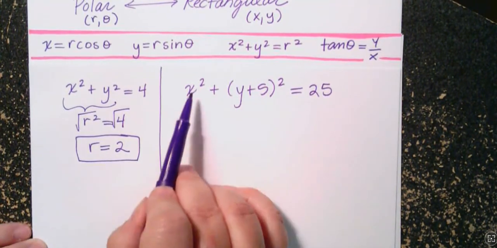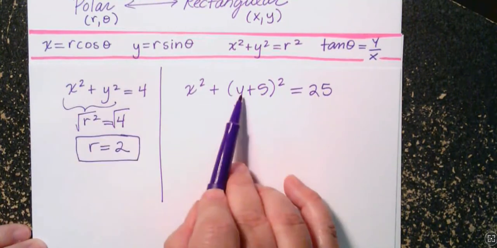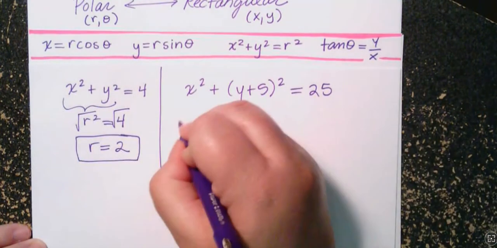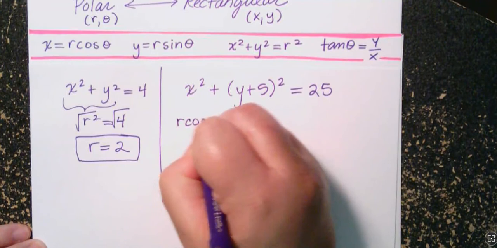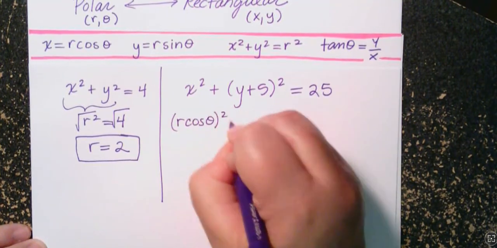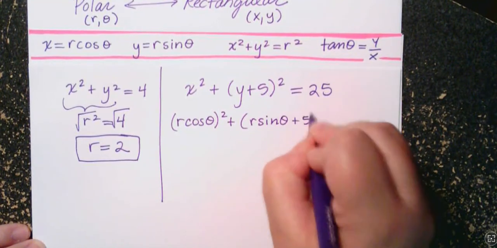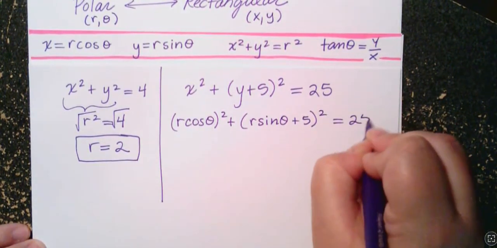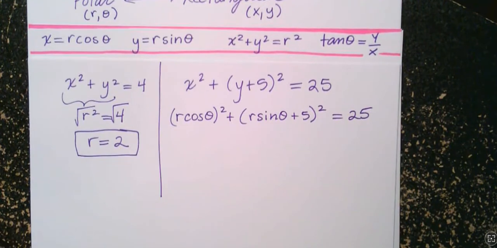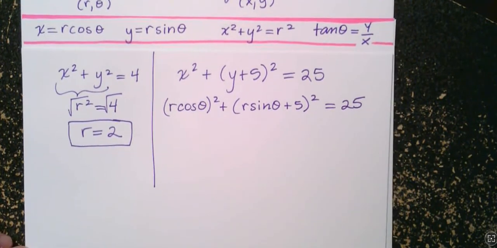So I am going to have to go ahead and plug in something for x and plug in something for y. And I will go ahead and do that. So that's (r cosine theta) squared plus (r sine theta plus 5) all squared equals 25. This is going to get yuckier before it gets pretty. So it's getting messy at this point.